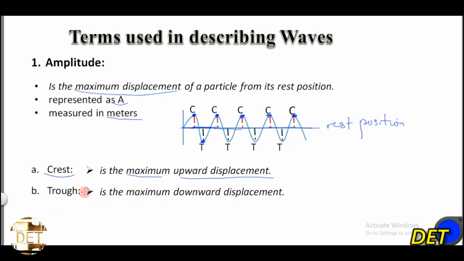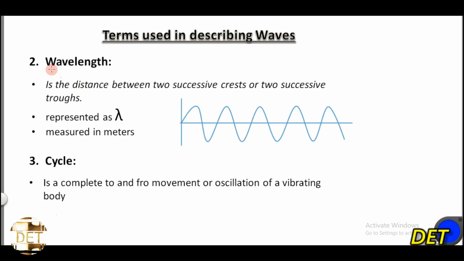Then we have trough. Trough is the maximum downward displacement from the rest position. This is a trough, this is a trough, this is a trough, and this is a trough. So the crest and the trough are collectively referred to as the amplitude.